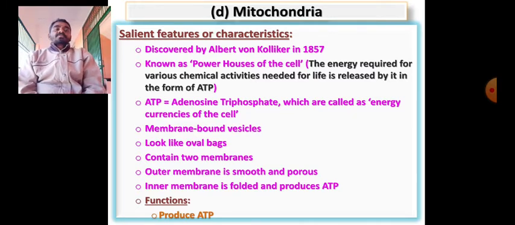And this one was first discovered by Albert von Kölliker in the year 1857, and it is known as powerhouses of the cell. Why? Because the energy required for various activities which are taking place within the cell or any life form is released in the form of ATP by mitochondria. So now ATP, a new term, is being introduced.